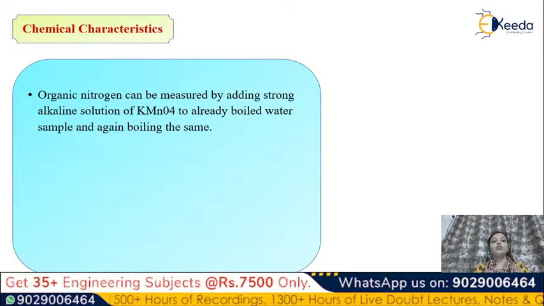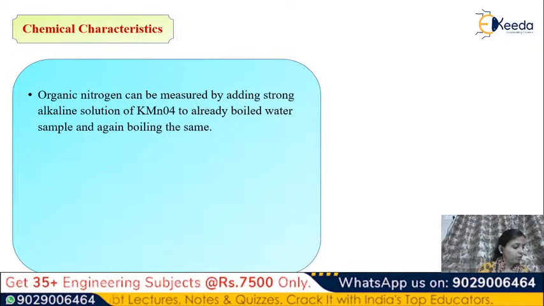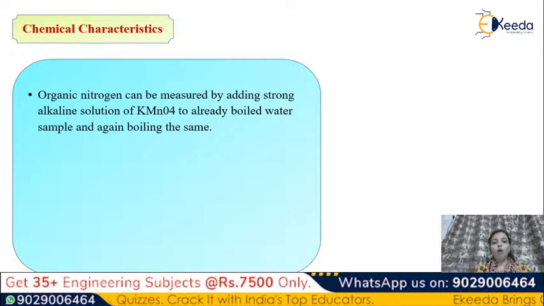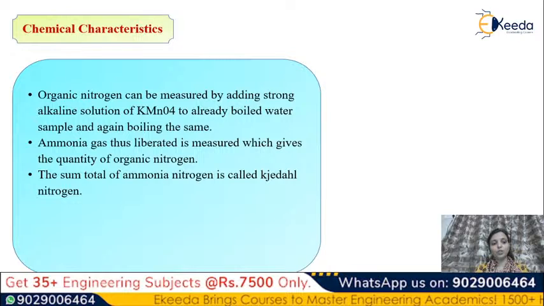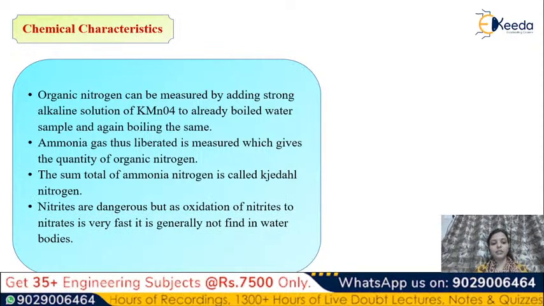Organic nitrogen can be measured by adding a strong alkaline solution of KMnO4, that is potassium permanganate, to an already boiled water sample and again boiling it. The ammonia gas thus liberated is measured, which gives the quantity of organic nitrogen. The sum total of ammonia nitrogen and organic nitrogen is called Kjeldahl nitrogen. There is an instrument called the Kjeldahl instrument, which determines the quantity of nitrogen present in wastewater.